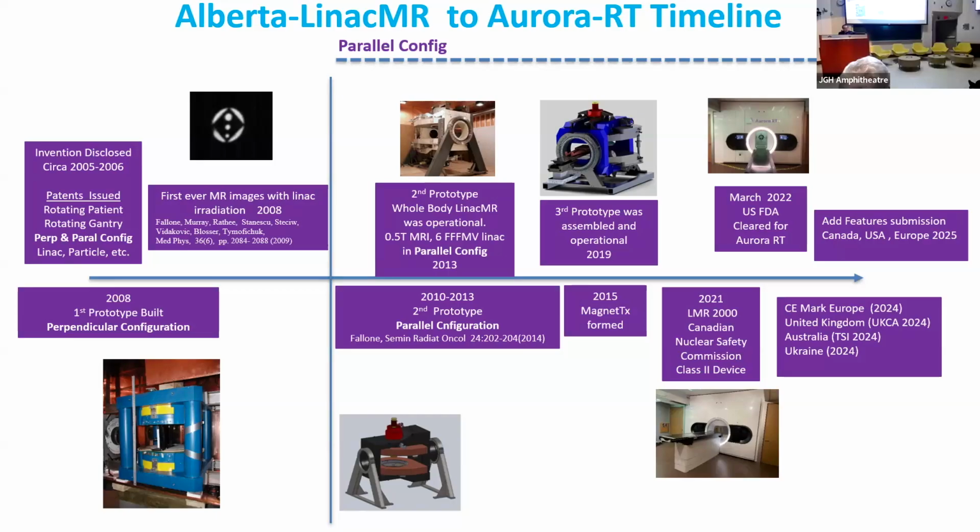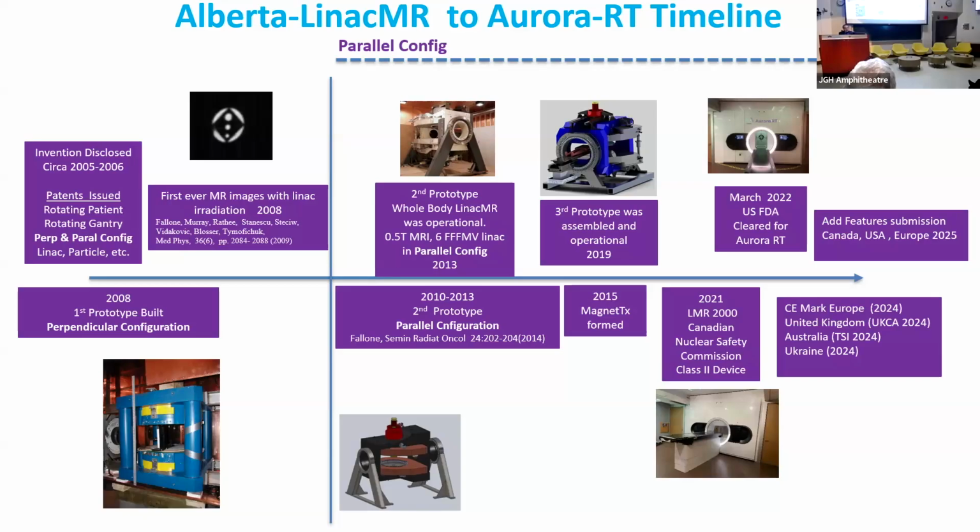That allowed us to refine the design. Around 2020 or so, we built the clinical one, again at the Cross Cancer Institute. Around 2021, it received the Class 2 device certification by the CNSC. After that, the commercial version, although it's the same machine, branded the Aurora RT, received FDA clearance. This year it also received CE mark, Europe, Australia, Ukraine, etc. Other features will be submitted in the next year or so. So that's the history of our work.